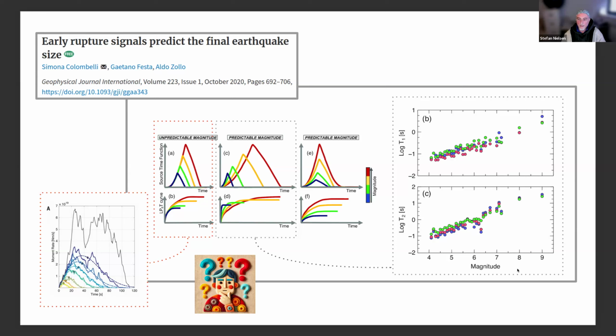Just a note that in the work by Colombelli, the range of magnitude is a bit more extended. And if you check the difference between magnitude 7 and 8 or 8.5, it's not very large. So maybe you would start to see that difference if you drop to smaller magnitudes than 7.